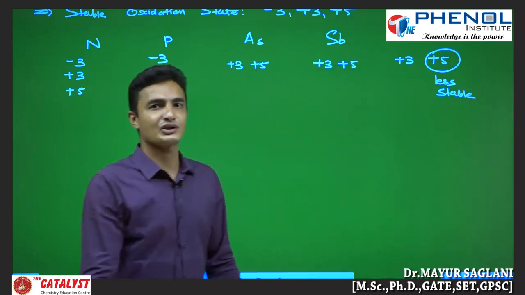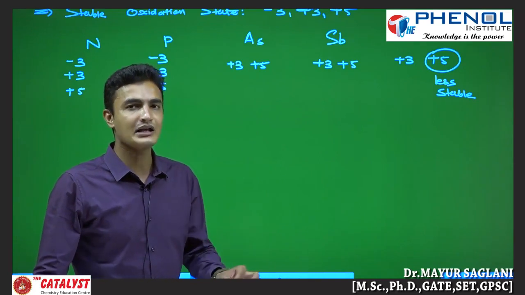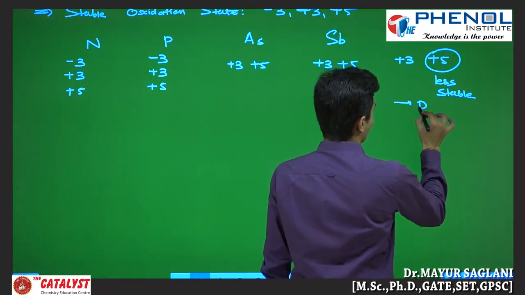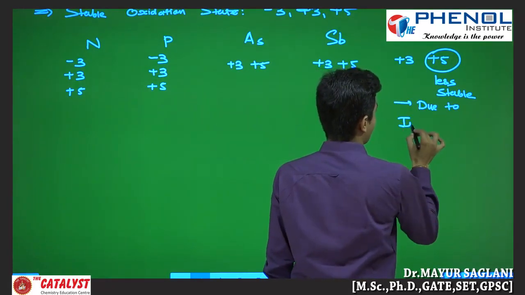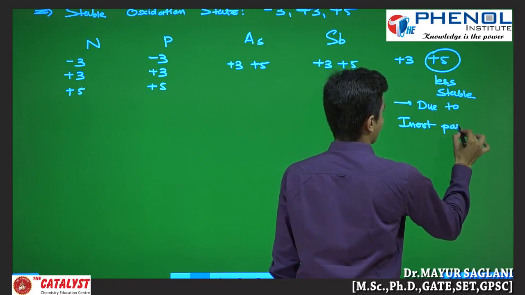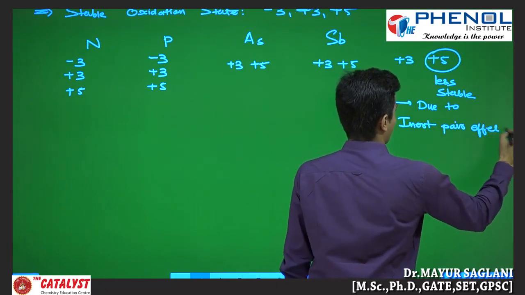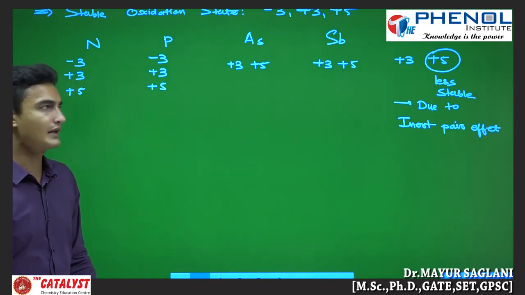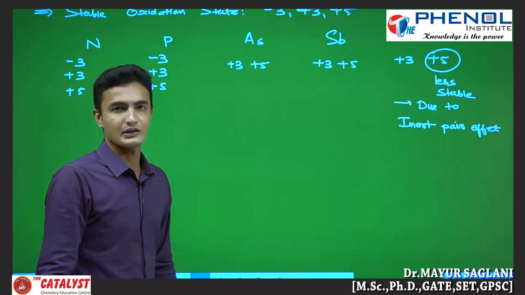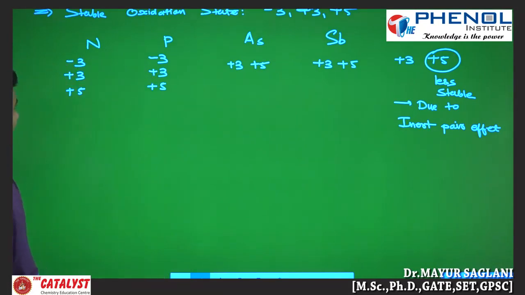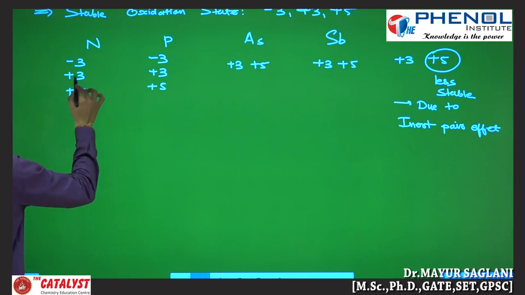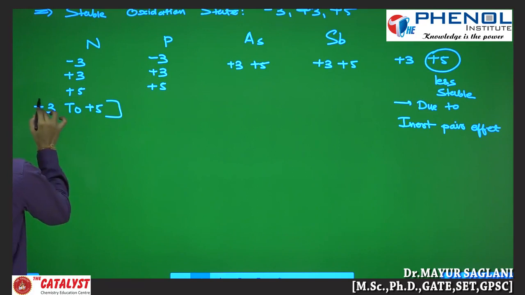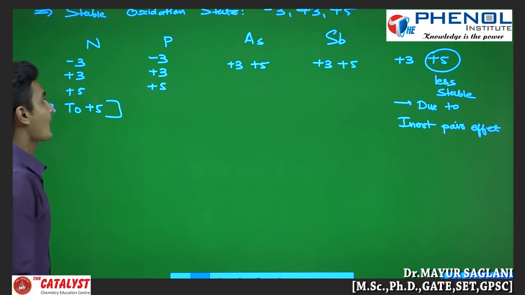In the previous lecture we have already studied the concept of the inert pair effect. Is it or not? Fine. So due to the inert pair effect, bismuth has a +3 oxidation state which is more stable than the +5 oxidation state. Are we clear? Okay. But nitrogen will show all oxidation states from -3 to +5.